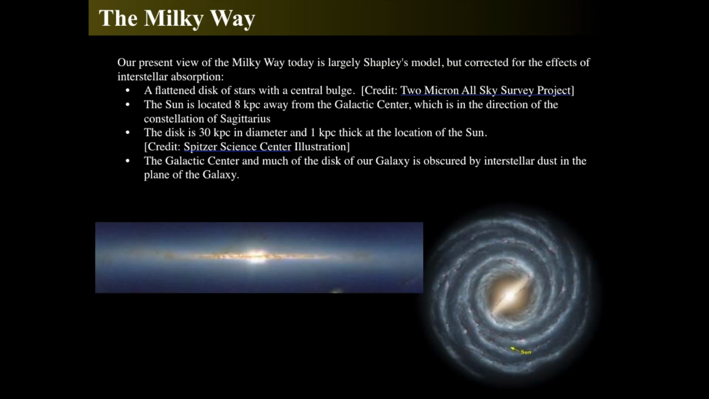Now our current view of the Milky Way is that the Sun is about 24,000 or 30,000 light years from the center, and the center is in the direction of Sagittarius. The disk is about 30,000 or 100,000 light years across, or 30 kiloparsecs across, and it's about 1,000 parsecs thick, or about 3,000 light years thick, where the Sun is. And the middle left-hand image comes from the 2-micron all-sky survey, and the other image is an illustration done by the Spitzer Space Telescope group that shows where the Sun is and the rough distribution of the galaxy.